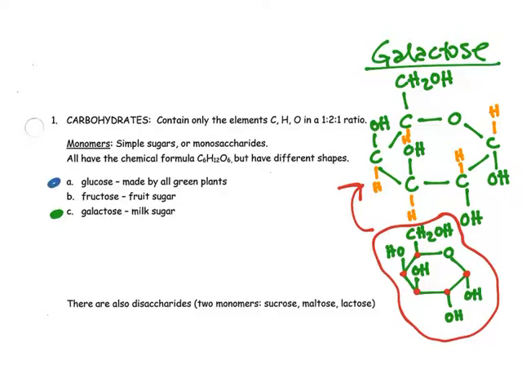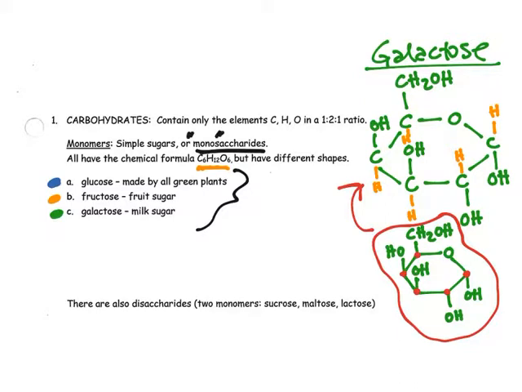but understand that each of these have the same chemical formula. They all are C6H12O6, but the way in which these 6 carbons, 12 hydrogens, and 6 oxygens are arranged in the molecule are different, which is why we come up with different names for them. So all of these are considered monosaccharides.